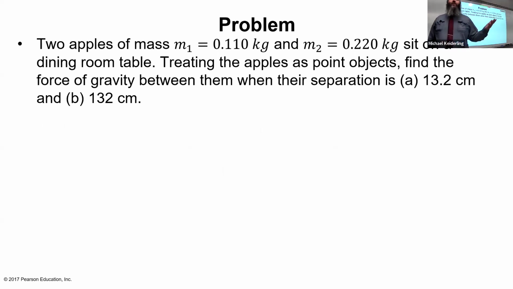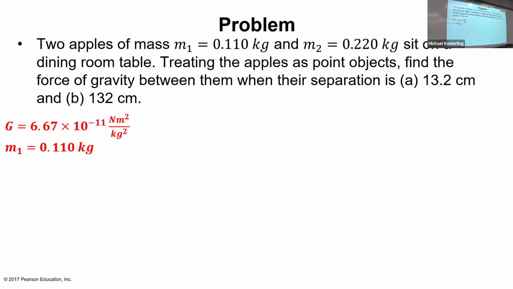So as an example, if you have two apples of mass 0.111 kilograms and mass 0.222 kilograms sitting on a dining room table, and you want to find the force of gravity when their separation is 13.2 centimeters and 132 centimeters, G is 6.67 times 10 to the minus 11 Newton meters squared per kilogram squared. Mass 1 is 0.111 kilogram, mass 2 is 0.222 kilogram. For the first case, radius is 0.132 meters. For the second case, it's 1.32 meters.